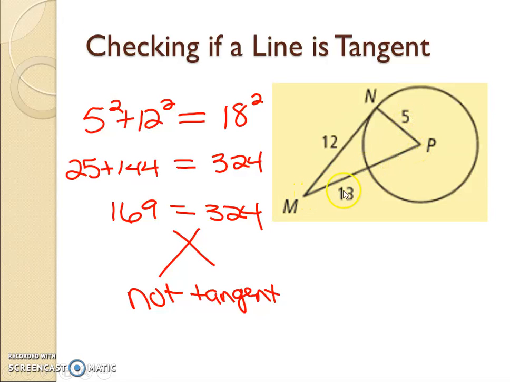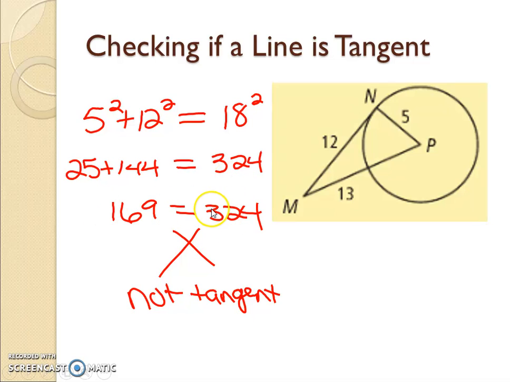You have to use this 13, which is from only here to the circle. So the rest is 5. So that's what you have to use, 18. So we're going to do 5 squared plus 144 equals 324. I do 5 squared, 12 squared, 18 squared. And then 25 plus 144 is 169.